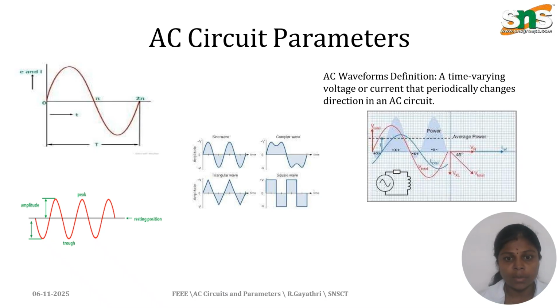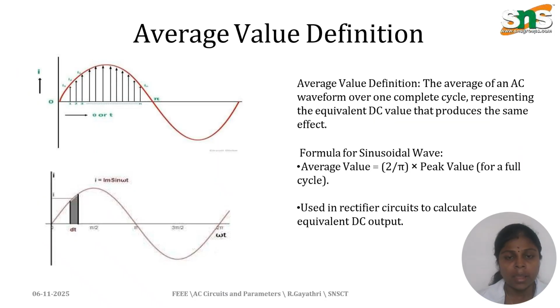The AC parameters are in the form of sine and complex waves, triangular wave and square wave, and cosine wave is also available in AC circuit parameters. And coming to the parameter representation of AC circuits, the first one is the average value. The average value is the average of a waveform over one complete cycle.